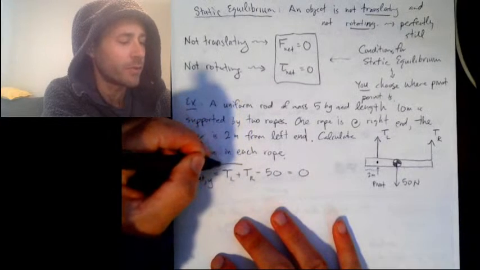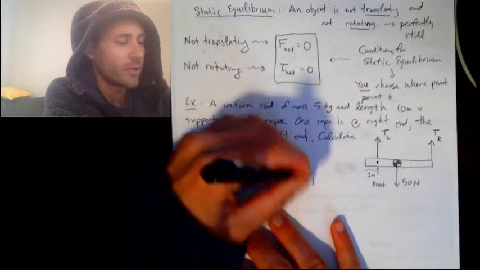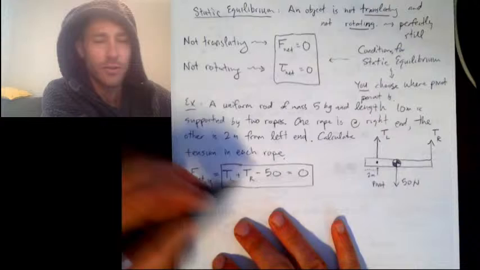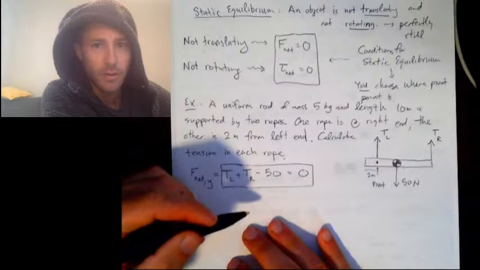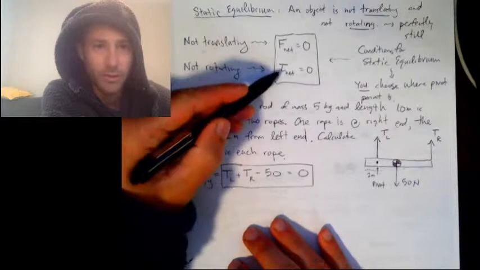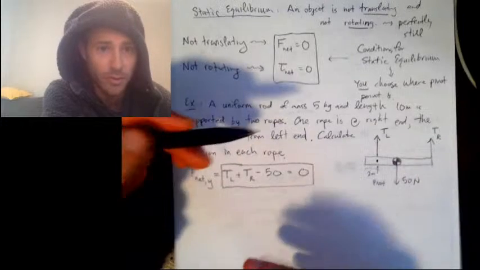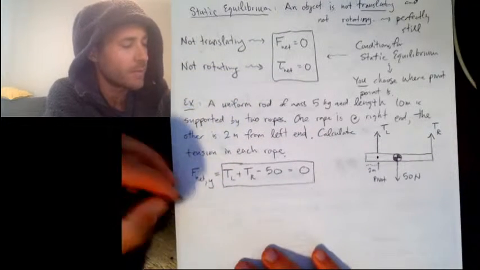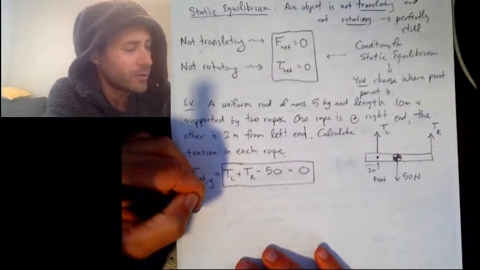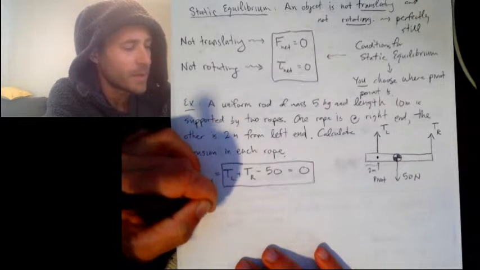Okay, that's the first condition of static equilibrium. So this is my first equation. Notice how I can't solve this equation because it has 2 unknowns. So that's why I need the second equation. It's going to turn it into a system of equations that I can solve. Okay? Now I have the net torque is equal to 0.